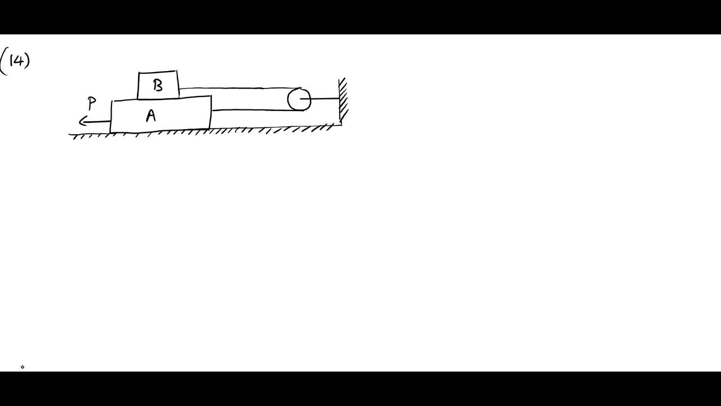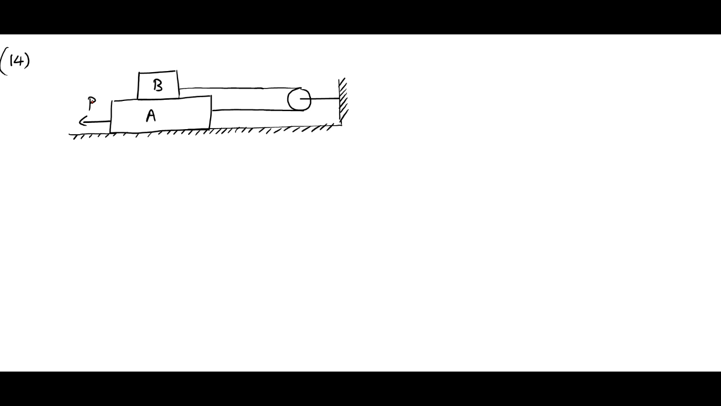The next question we will attempt in this screencast is question number 14 in the extra class worksheet on friction. So let's read the question. A block B, whose weight is 80 newtons, rests on another block A, whose weight is 160 newtons. An ideal string, this one, passes around a frictionless pulley to connect both these blocks. So you can see that the ends of the string are connected here and here to the two blocks.